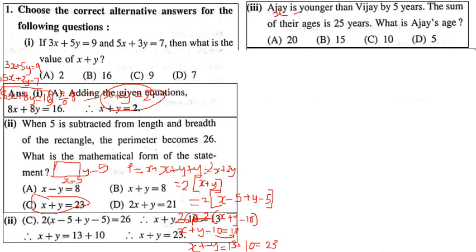So Ajay is younger to Vijay by 5 years. So if Vijay is y, he is 5 years less, means smaller. The sum of their ages is 25. So x plus y is 25. This is our second condition.